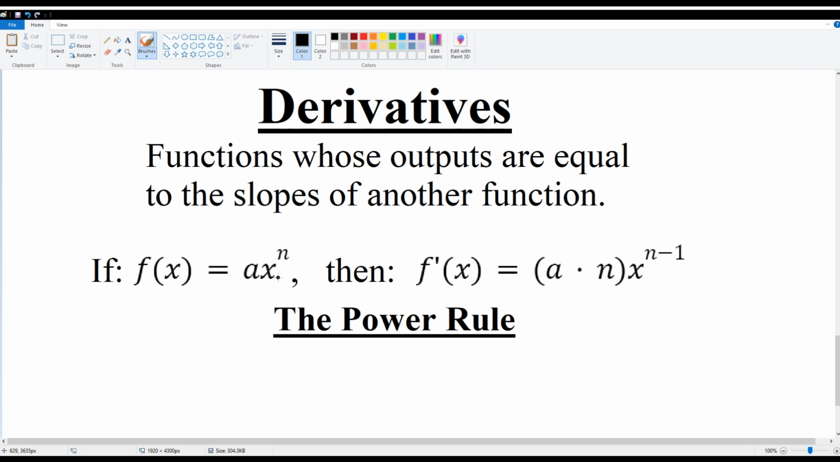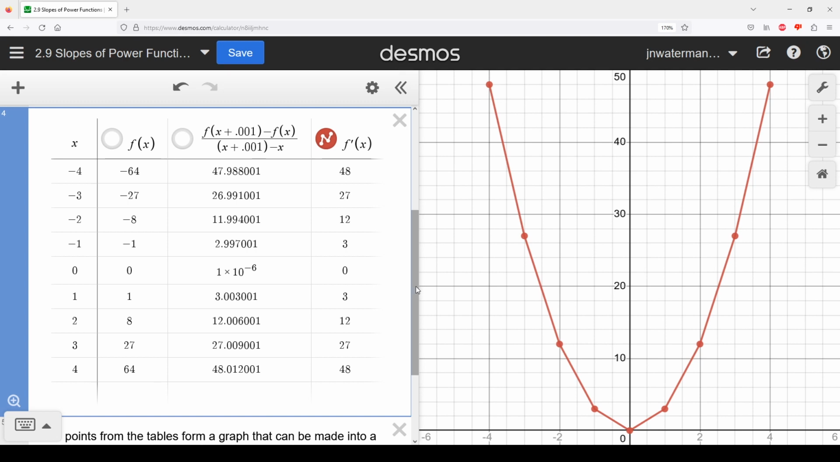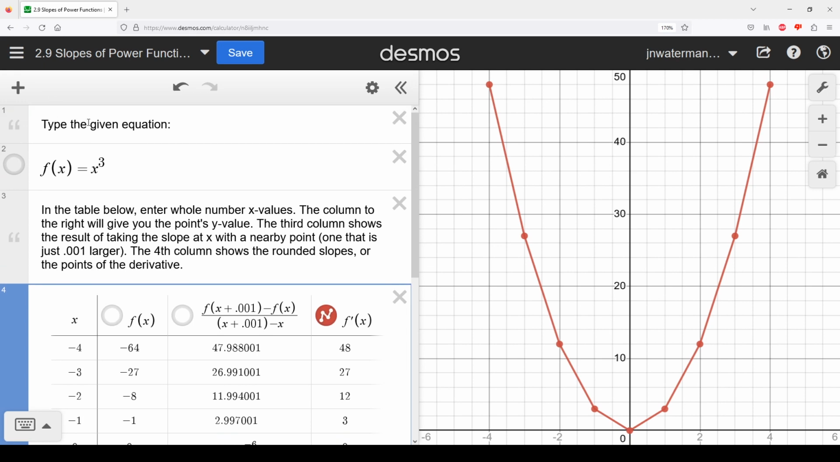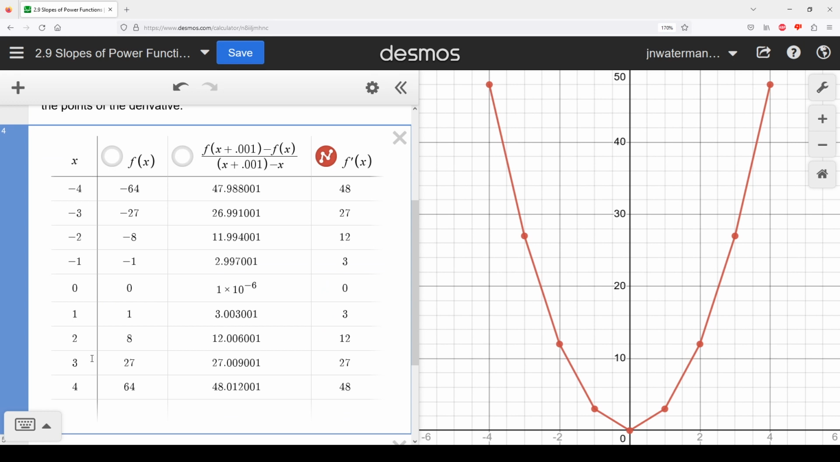This is pretty amazing. Also, before I end this, I wanted to show the Desmos file in a little bit more detail here for 2.9. I've got this here where I typed in my given equation, which was x cubed. And then down here, I just typed in my x values from the table. This generated the y values, the really close by slopes, and then the rounded slopes here are coming from the fact that this is just automatically generating the derivative values for f of x. So if you were to change the function at the top, you could also get the values and see the pattern for any other type of power function here.